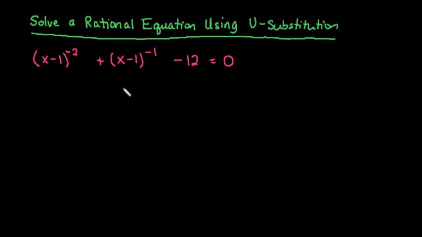Hi, for this video we're going to solve a rational equation using U-substitution. This is a very special type of rational equation. This one happens to be in quadratic form, so we can use a U-substitution. You can't always do this.